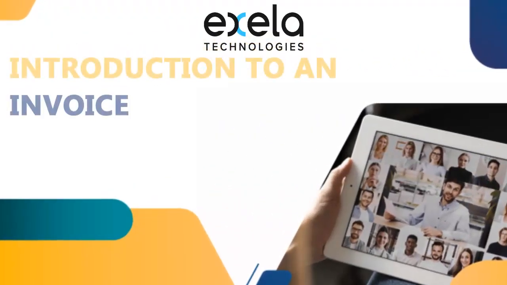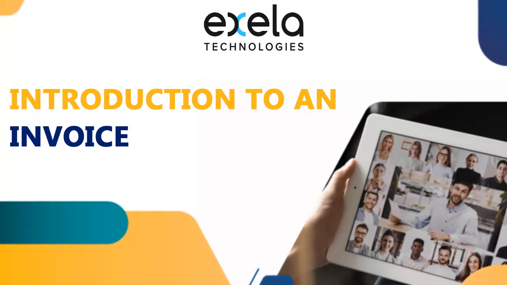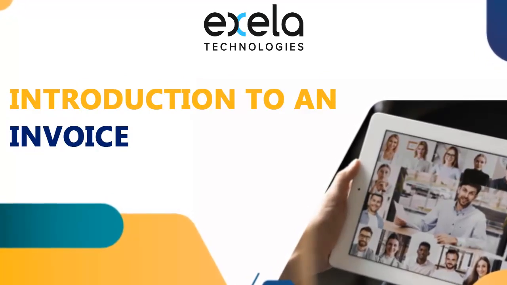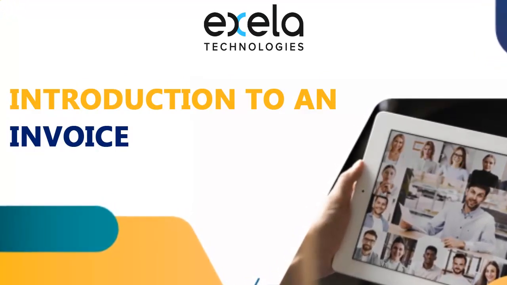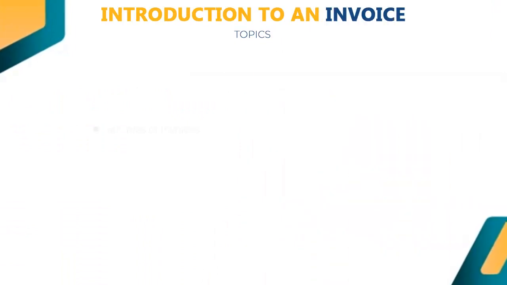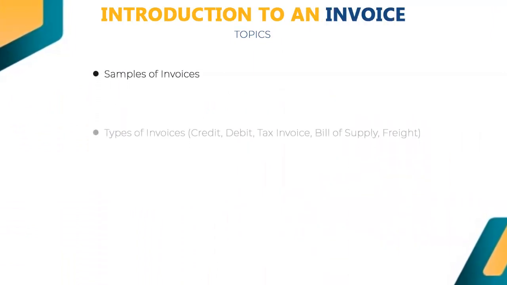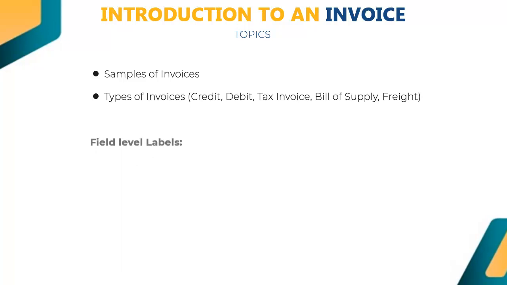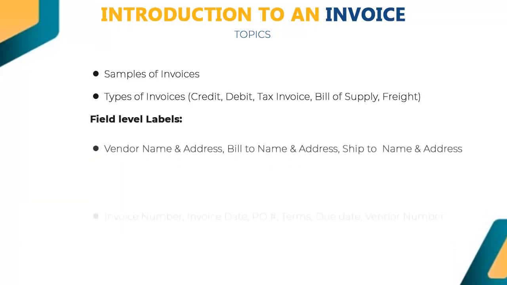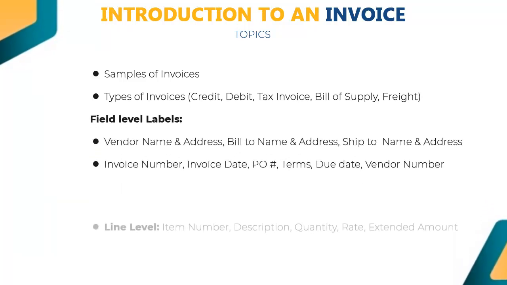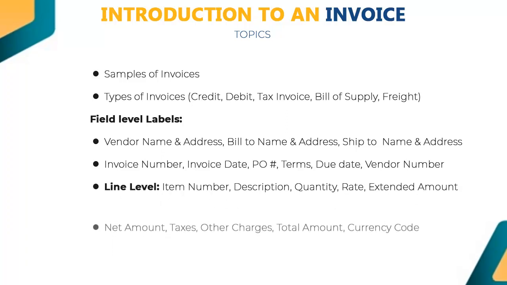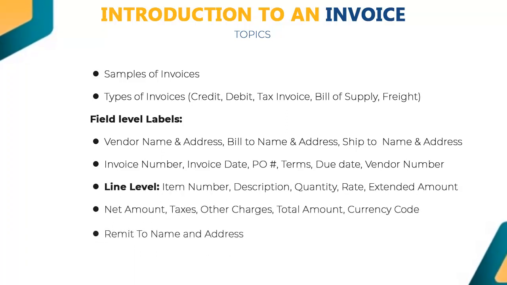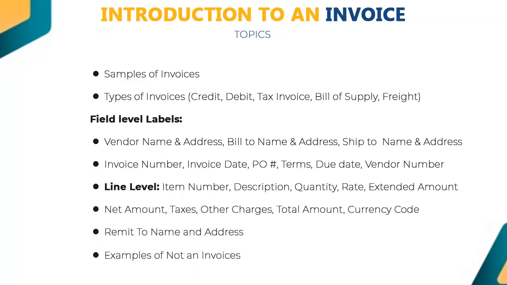In this video we will help you to identify field names that appear on an invoice from which to capture data in PLC. This video will help you learn about what an invoice is, different types of invoices, and what all information is available on an invoice like vendor name and address, bill to name and address, etc. You will also see examples of images which are not an invoice.